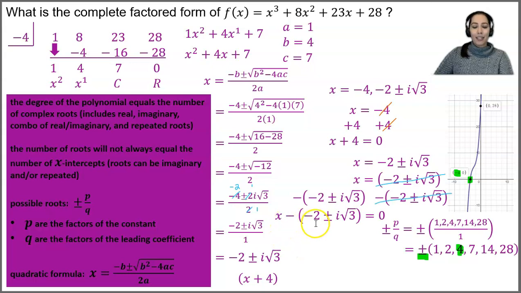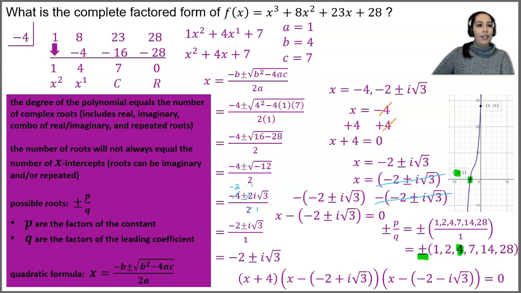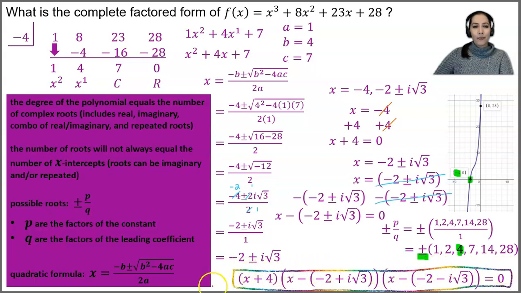x minus the quantity negative 2 plus or minus i square root of 3 equals 0. So I'm going to go ahead and split that up into x minus negative 2 plus i square root of 3 and x minus negative 2 minus i square root of 3. And that all equals 0. So this is how we would write this problem in complete factored form.